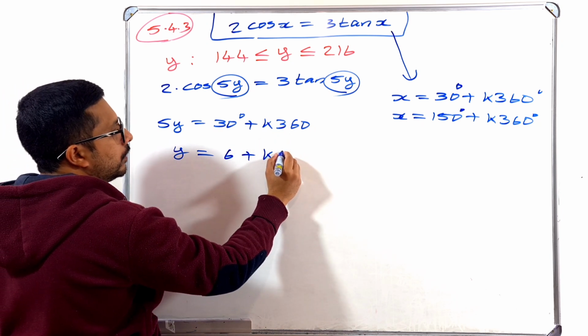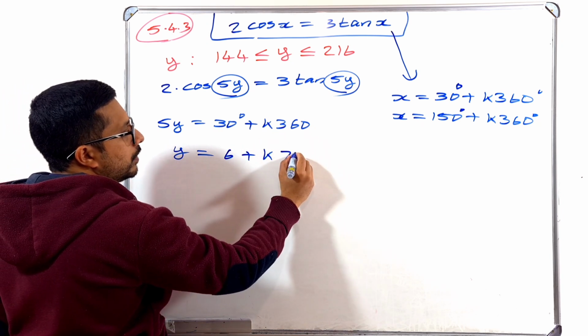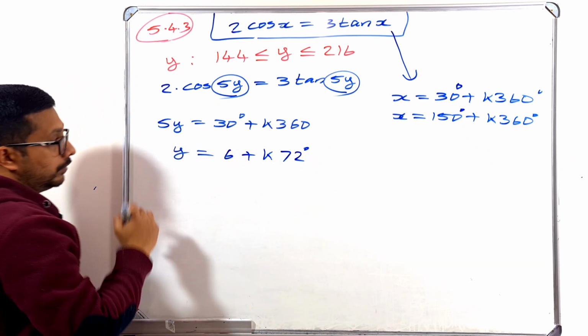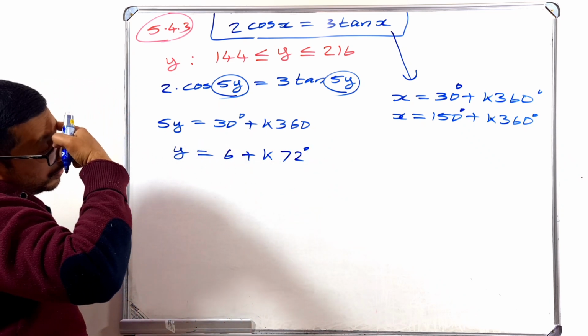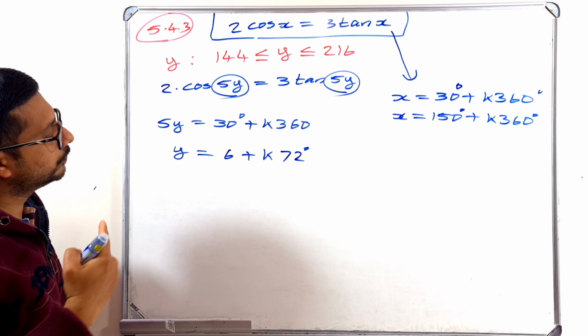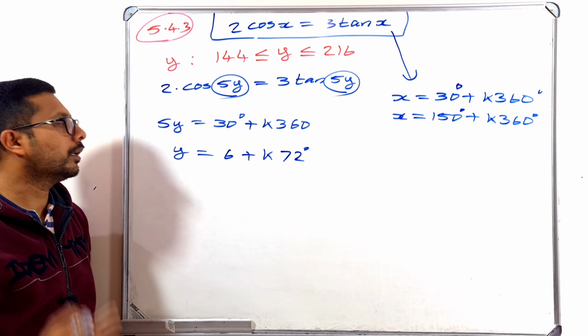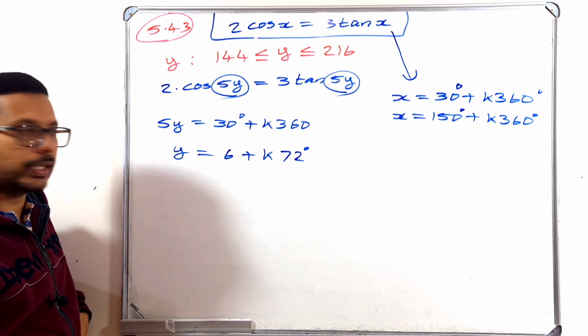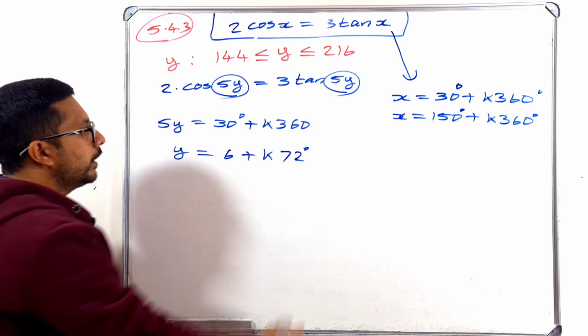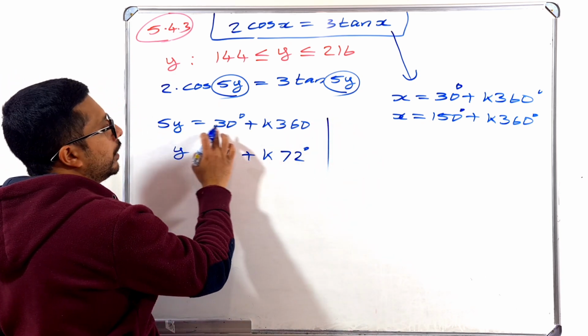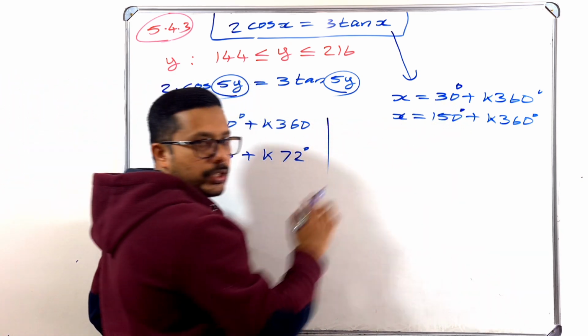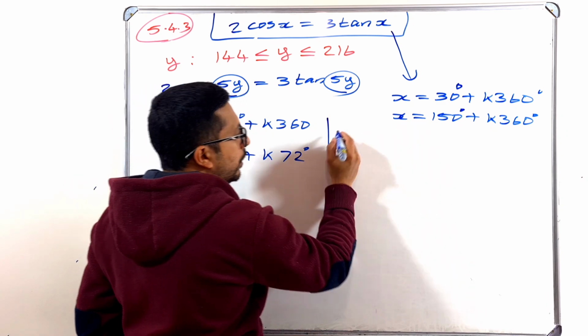What is this one? This is 72. Yeah, I think so. So y is equal to 6 plus k 72. Okay, that is when we take this one, this general solution. So what is the next one?